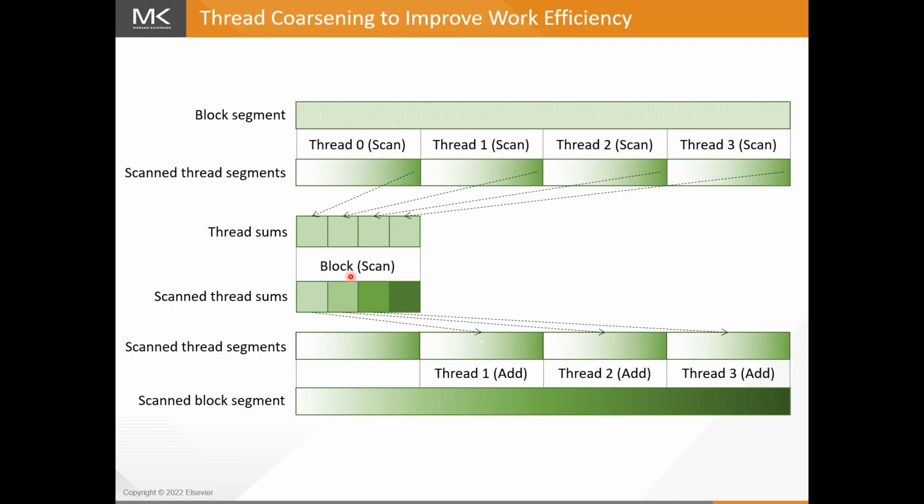Of course, if I'm using shared memory to put that entire block segment, the coarsening factor is going to be limited by how much shared memory I have to put the segment. So that's why I'm using 4 now, but this is something that you can tune and work with to see what's best for your implementation.